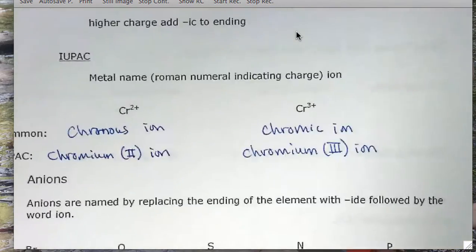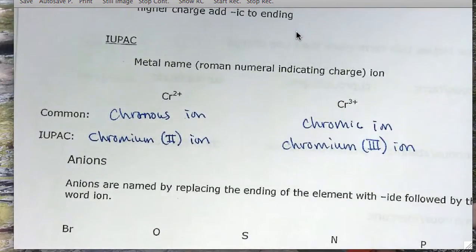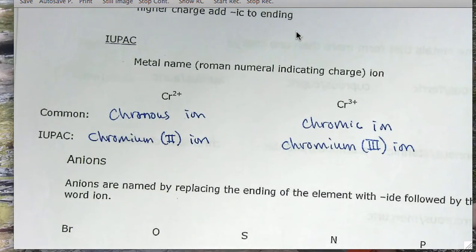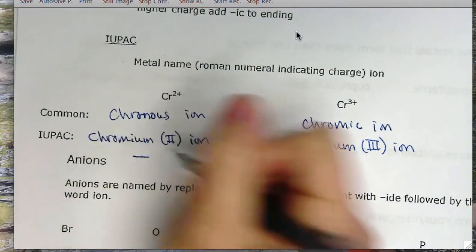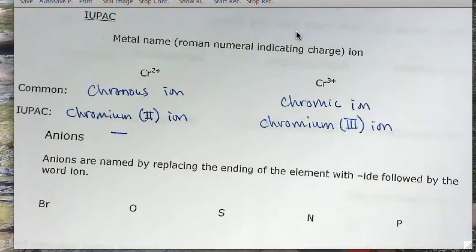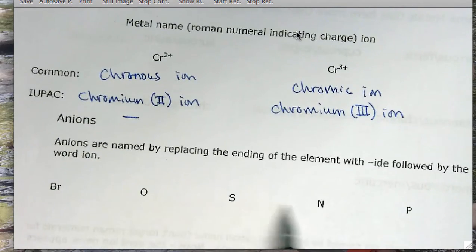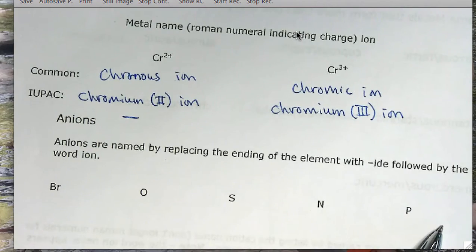Now we're going to learn how to name the anions. I think anions are a lot easier than cations. So, anions have what charge? A positive or a negative charge? Negative charge. Good. Anions are named by replacing the ending of the element with "ide" followed by the word ion. Let's fill in all the charges that these atoms would form.